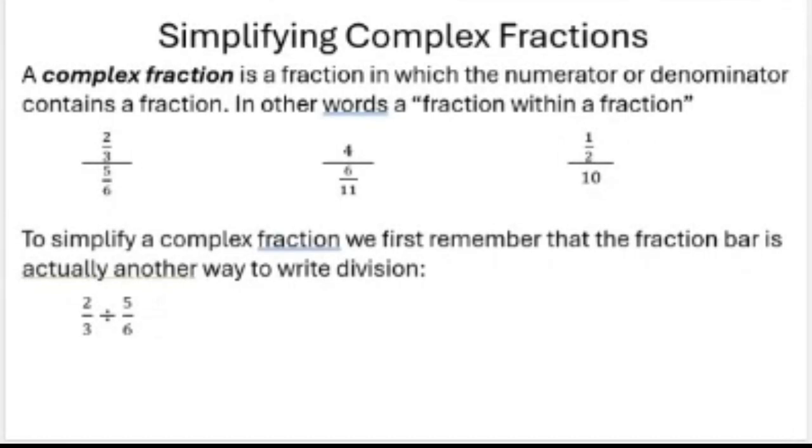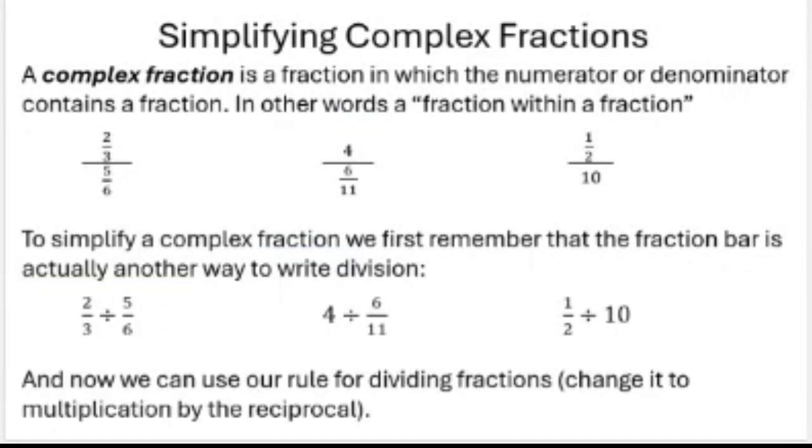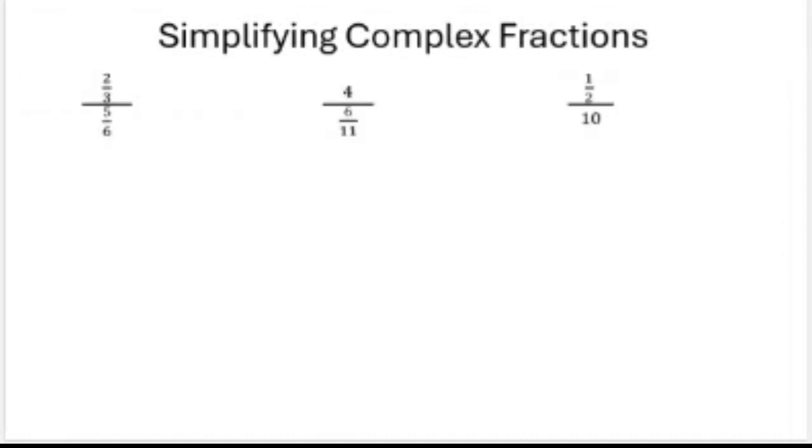So 2/3 over 5/6 is really just 2/3 divided by 5/6. That's what it actually means. 4 over 6/11 is actually 4 divided by 6/11, and a half over 10 is really just a half divided by 10. And so we convert these into a division, and then we use our rule for dividing fractions. That's where we change division of a fraction to multiplication by the reciprocal, and that allows us to work these out. So let's try these one at a time.